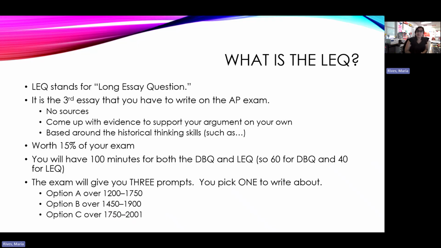And the first prompt, which will actually be labeled question 2, that one will cover content from 1200 to 1750. So it could be from unit 1 and 2, or it could even cover land-based empires in unit 3 or European exploration of the Americas in unit 4. Then you'll get option B, which will be labeled as question 3 on the exam. That one will cover content from 1450 to 1900. So it could be a unit 3 and 4 topic, or it could be a topic from unit 5, revolutions, or unit 6, imperialism. Then the third option, which will be labeled question 4 on the LEQ, that one will cover 1750 to 2001 content. So that would be either a question from unit 5, 6, or unit 7, 8, 9, which is the global conflicts, Cold War, decolonization, and globalization.